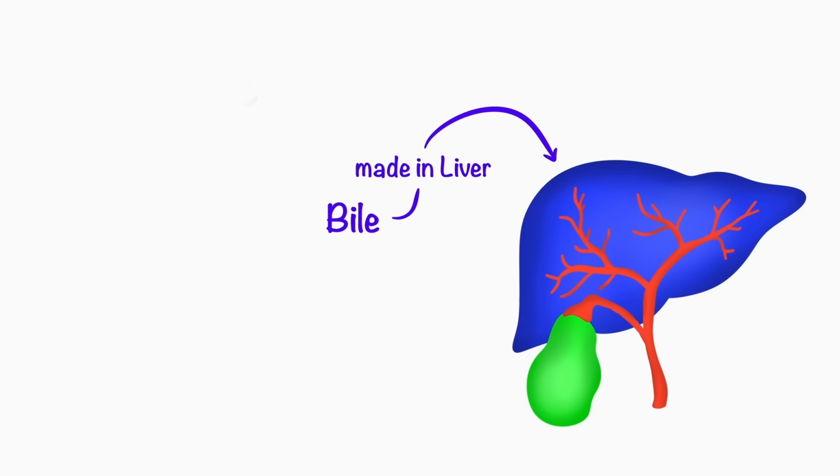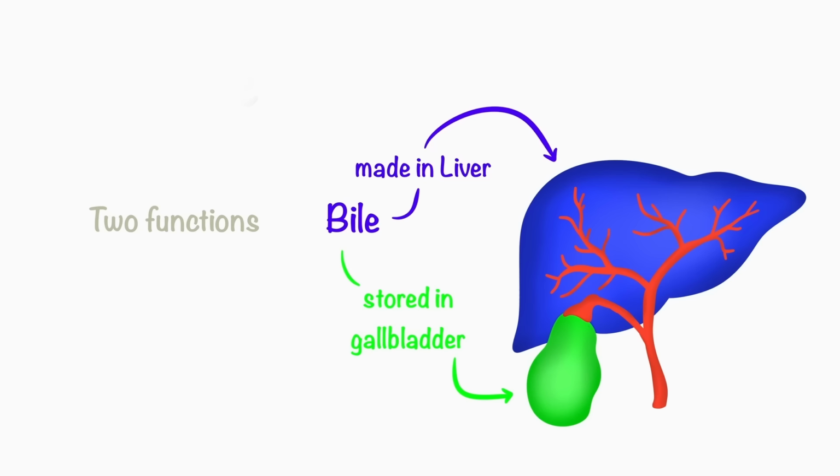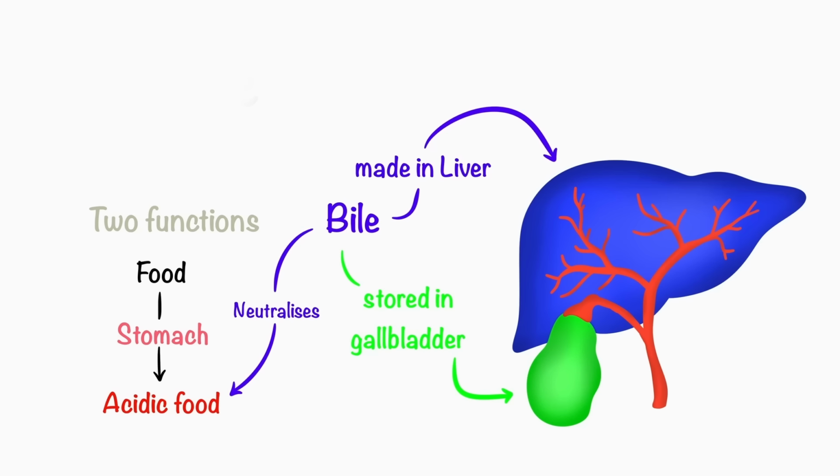Bile is produced by the liver and stored in the gallbladder until needed. It serves two important functions. First, food leaving the stomach is highly acidic due to stomach acid, but enzymes in the small intestine work best in alkaline conditions. Bile helps neutralize this acid, creating the optimal environment for these enzymes to function.